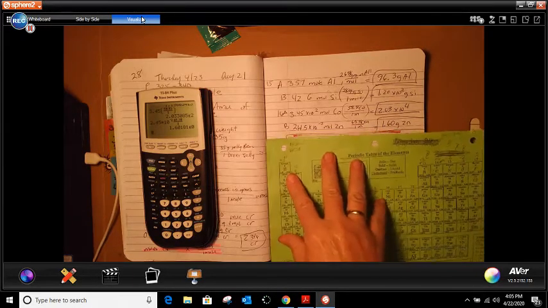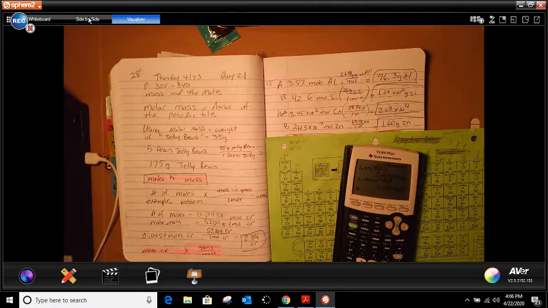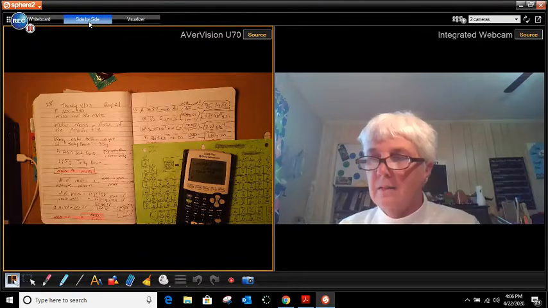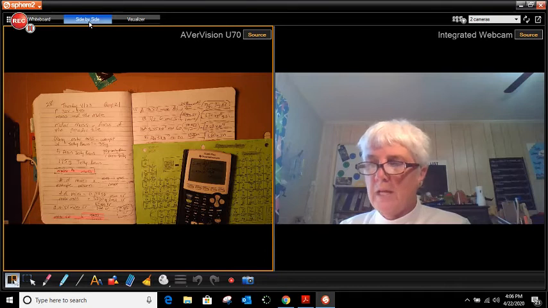So, in this lesson, we talked about moles to mass and we talked about molar mass. I'm going to post this one as moles to mass, and that's just the first section.